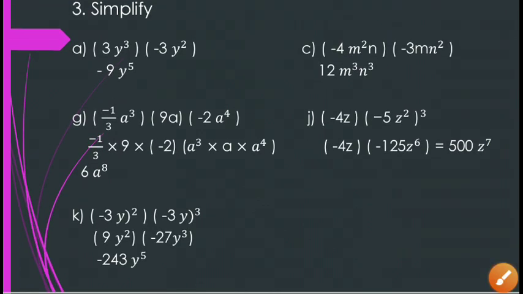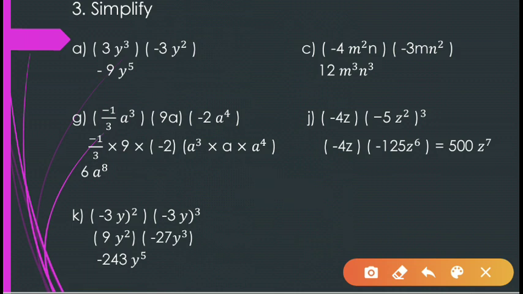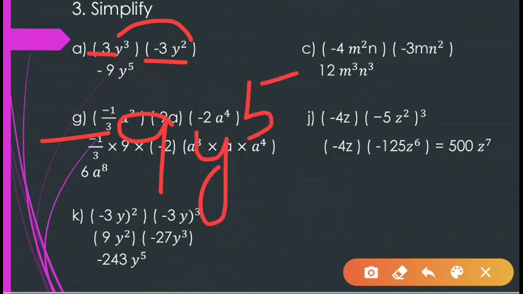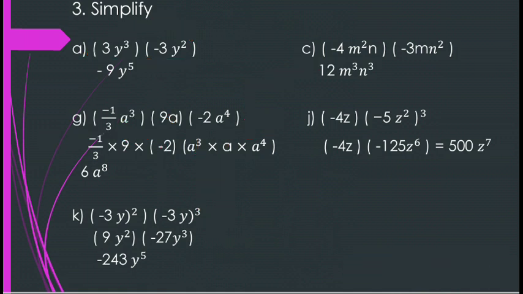Next question, simplify. Again you have to multiply. Here first multiply the constants 3 and minus 3. When you multiply 3 and minus 3, you will get minus 9. And y cube and y square will give you y to the power 5. Here 3 plus 2 will give you 5, means minus 9 y to the power 5.